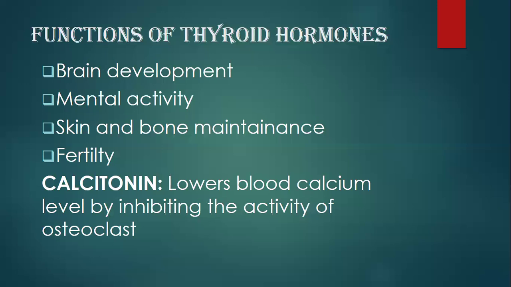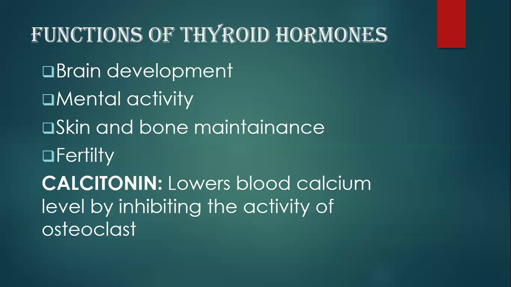Now, the calcitonin is the one that helps to lower the blood calcium level. And how does it do that? It does this by inhibiting the activity of osteoclasts. You know that osteoclasts are one of the bone cells. The osteoclast is the cell that plays a role in bone resorption. So when you hear the word osteoclast, it plays a role in what? Bone resorption. So what calcitonin does is that it lowers the blood calcium level by inhibiting the activity of what?